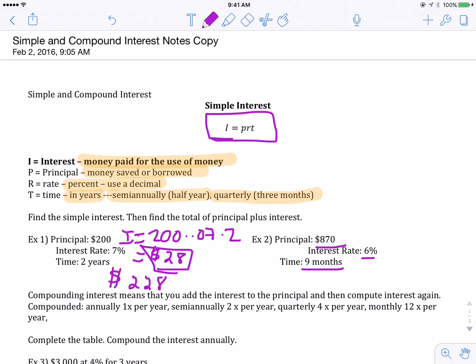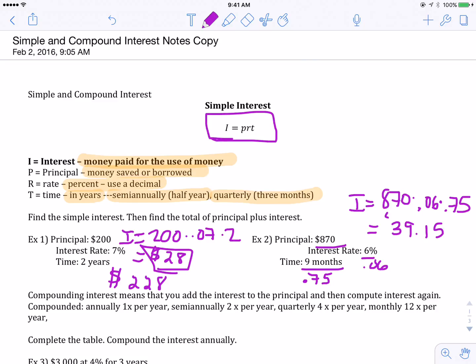For example 2, we have principal of $870, an interest rate of 6%, and a time of 9 months. 9 months is 3/4 of a year, so we're going to use 0.75 for that time. Interest rate is 6%, so that's 0.06. So when I'm going to find the interest for this, I'm going to say interest equals 870 times 0.06 times 0.75.